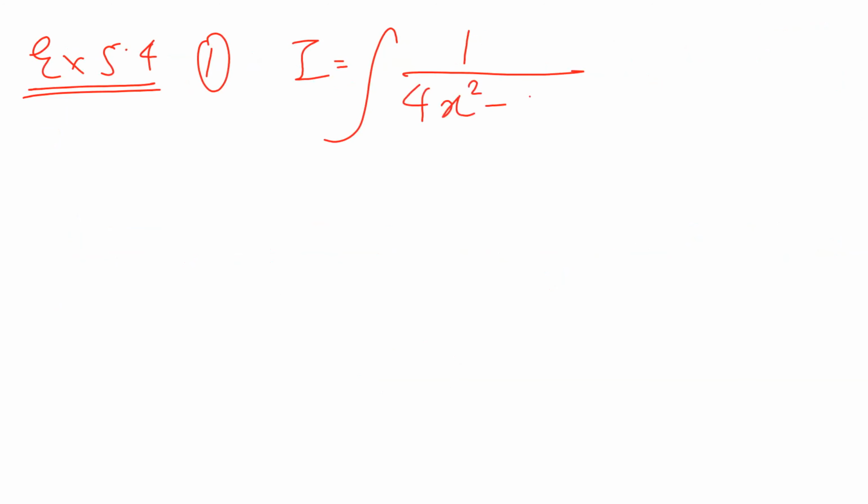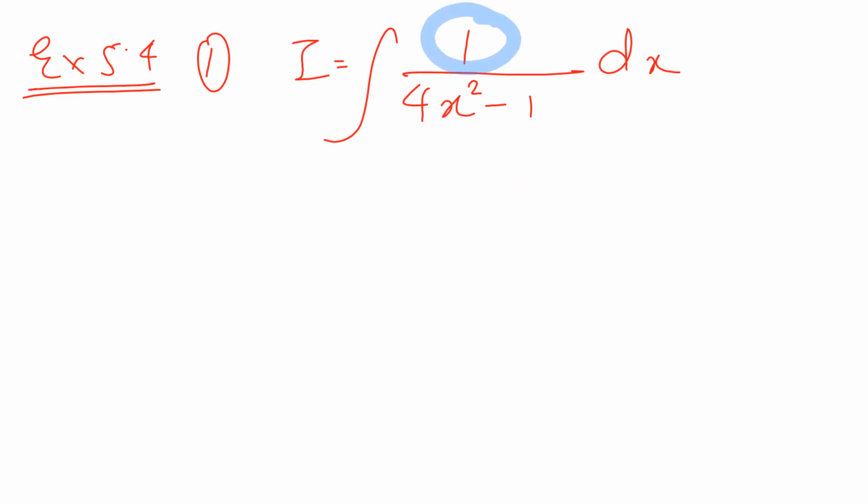Exercise 5.4, which is on page number 129, question number 1. Integration of 1 upon 4x square minus 1 dx. Keep yourself on mute. 1 upon 4x square minus 1 dx. Okay, now see, down there is a quadratic without a middle term. We don't have a middle term over here, right? And up there shouldn't be x. There should be some constant like 1, 2, 3, 4.